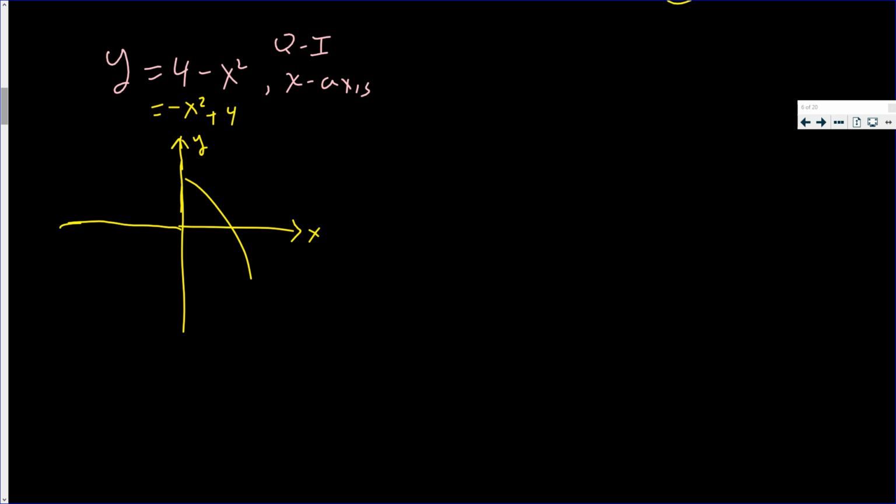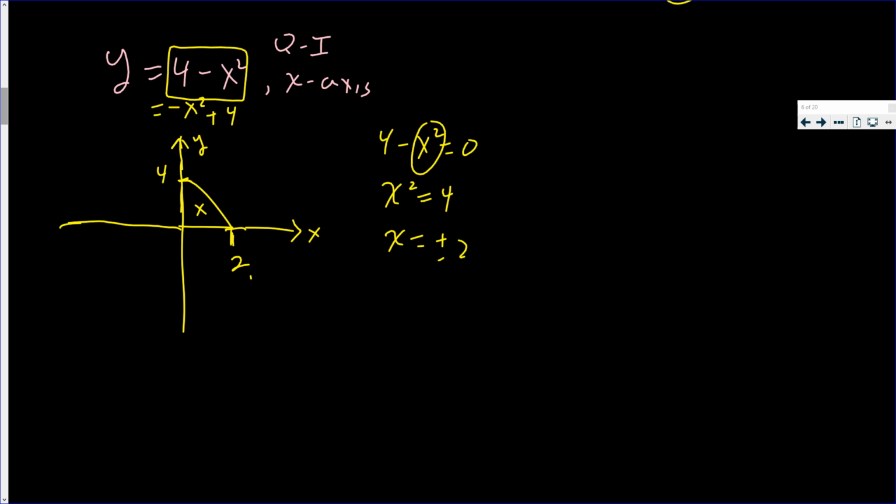Now, what are these values? Well, when is 4 minus x squared equal to 0? I hope it's clear that x squared must be 4, because 4 minus 4 is 0. So x is plus or minus 2. This is 2. And if x is 0, I get y is 4. So let's draw this a little bit bigger. x is 2, y is 4, and we have a curve that looks like that.